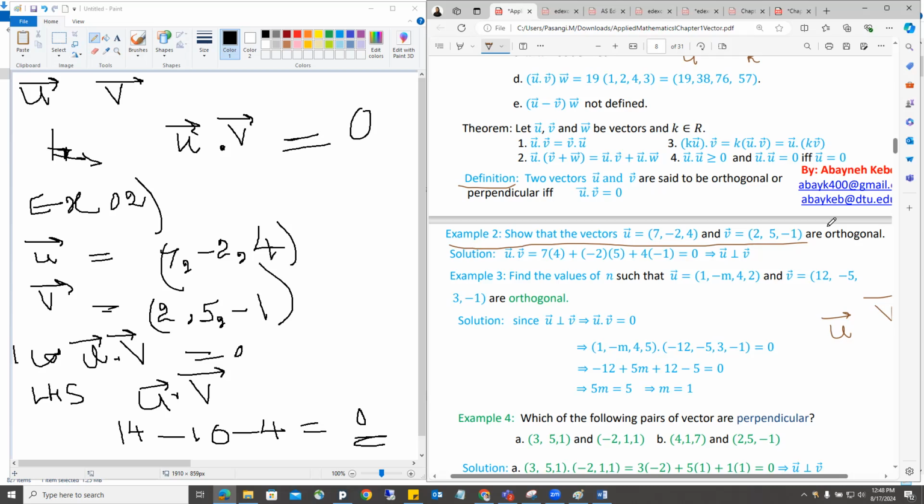Okay, I got it. You got my point, right? Then the final dot product is equal to 0. That means these two vectors are perpendicular or else orthogonal. That's how we normally show it. Do example 3 as well.